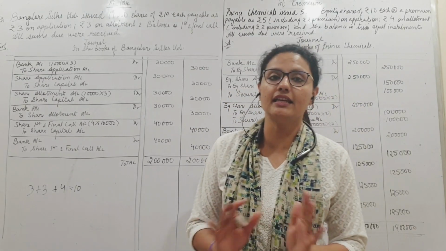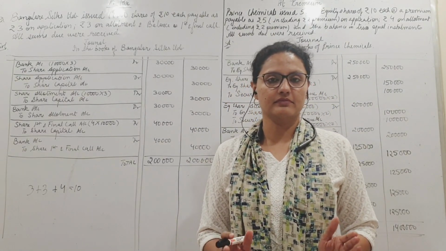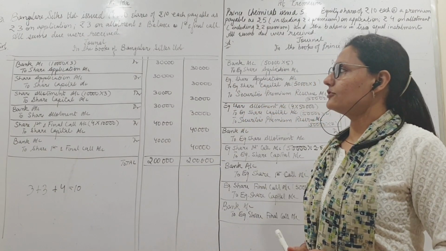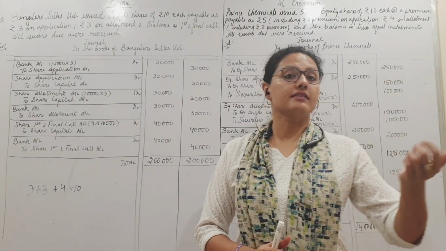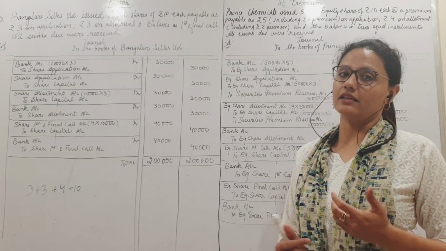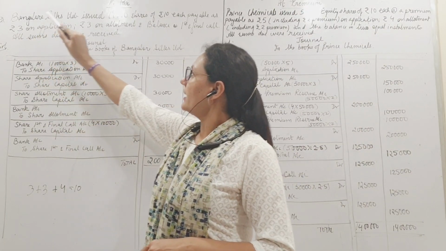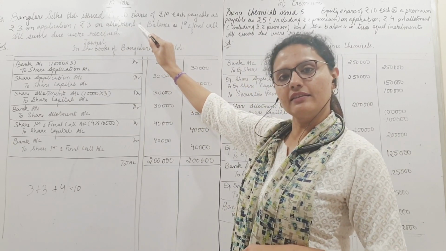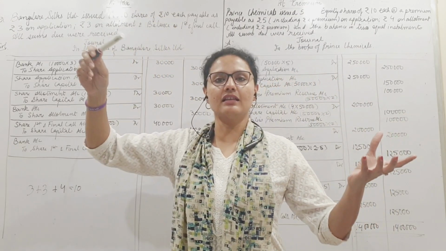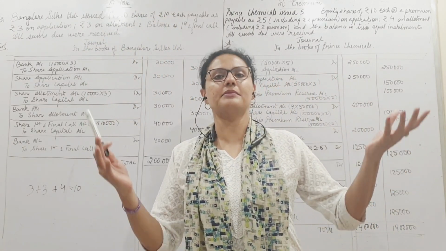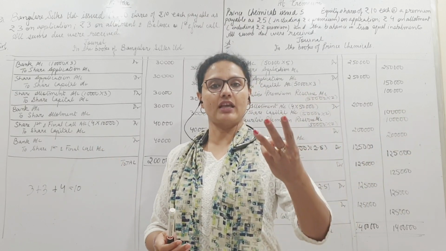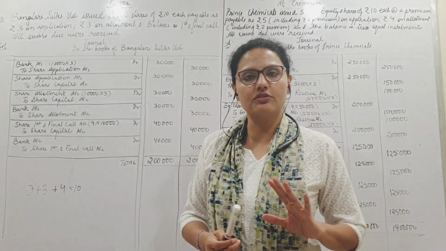I am not charging any extra or any premium. Okay. Now let us see the entries. First thing, of course, we will receive the applications and the money along with it. How much was due on application? 3 rupees. And how many shares have we issued? 10,000. So total how much money will we get? 10,000 shares, 3 per share. 30,000 rupees I should receive.